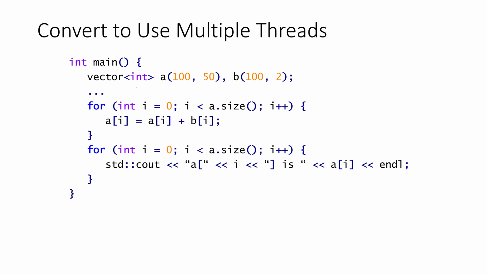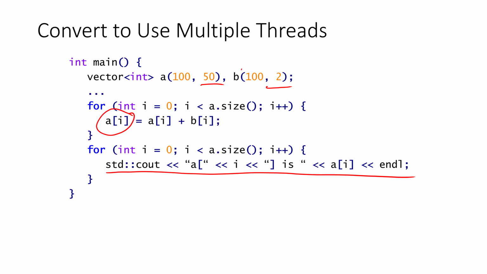Okay, so here's a program. I create 2 vectors, A and B. Each has 100 entries. I set all the A's to 50, all the B's to 2. And then I go through and basically add the A's and B's and store that back in A again. And then I print them all out.